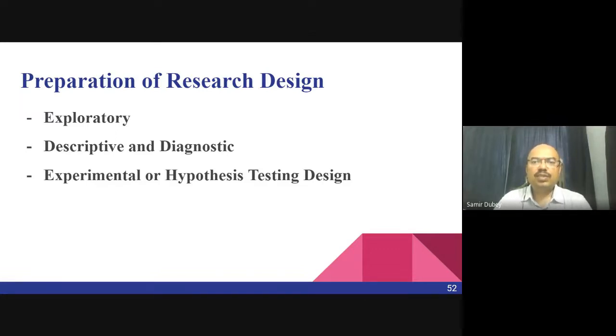The descriptive research design. Descriptive research studies are concerned with describing the characteristics of a particular individual, a group of individuals, or a specific phenomenon. Whereas diagnostic research is basically for determining the frequency with which some phenomenon is happening. That is what is known as diagnostic research.